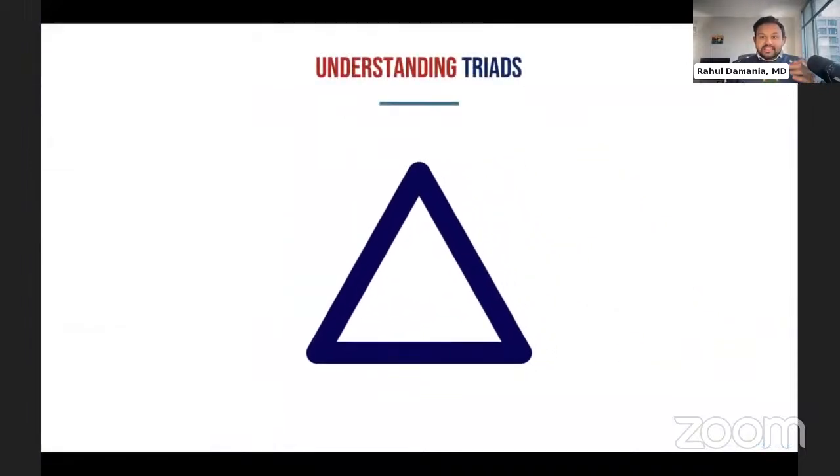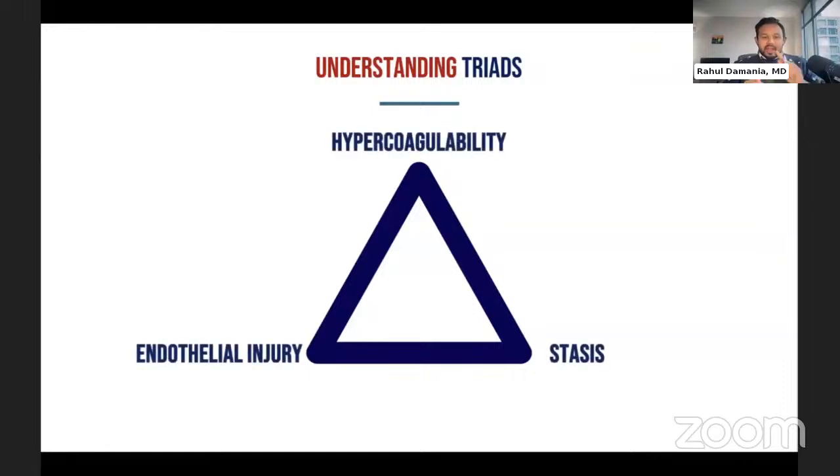So understanding triads, you probably do this when you're smashing the space bar in Anki or just going through some single order questions. Many of you have seen this triad in First Aid, for example, hypercoagulability, stasis, endothelial injury. Go ahead and type that into the chat. What kind of triad is this? Okay. Many of you are saying Virchow's triad. Yep, exactly. Dr. Virchow's triad.